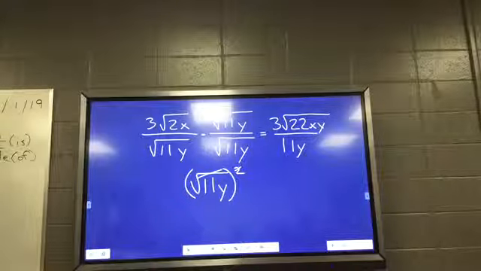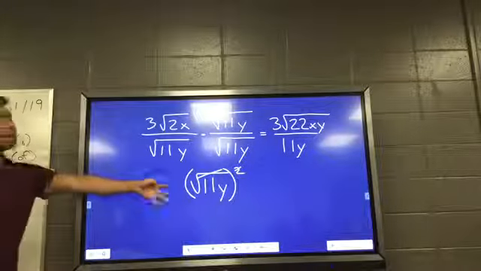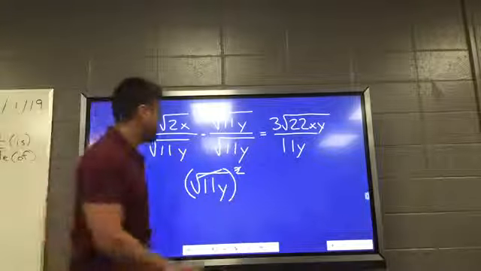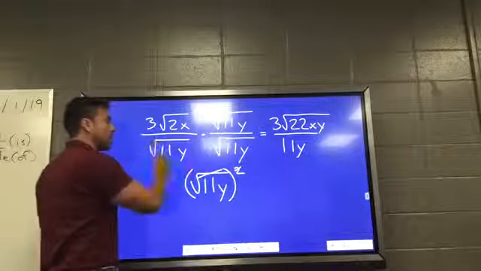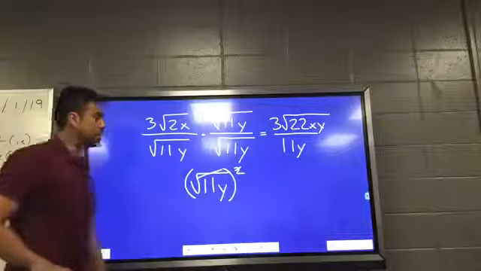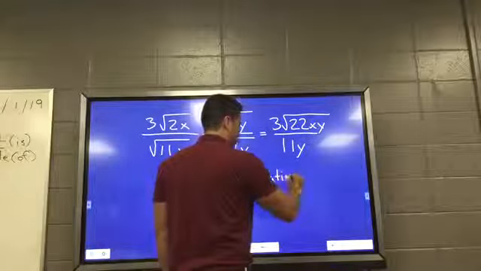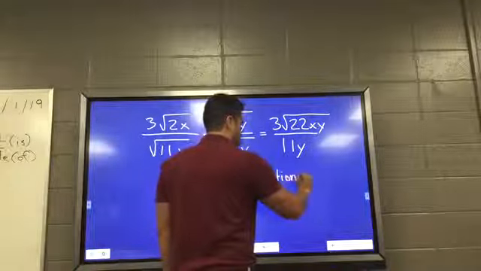Did I leave you there? They cancel each other out, so you're left with that. Okay, this process of getting rid of your square root in the denominator is called, and you need to write this down, rationalizing the denominator.